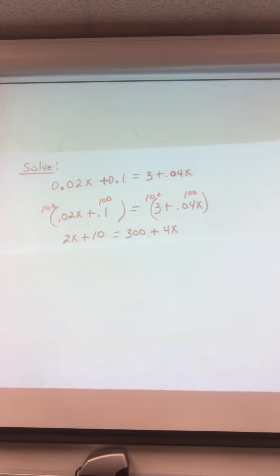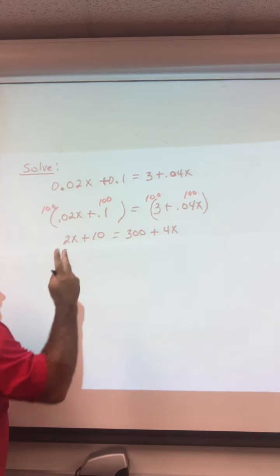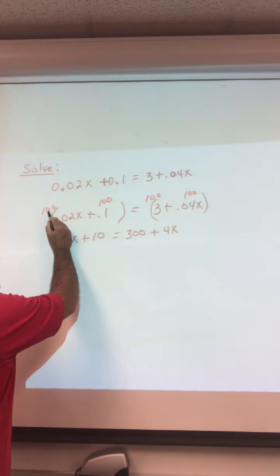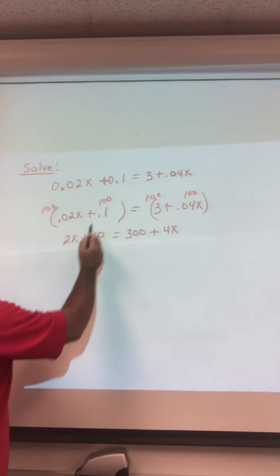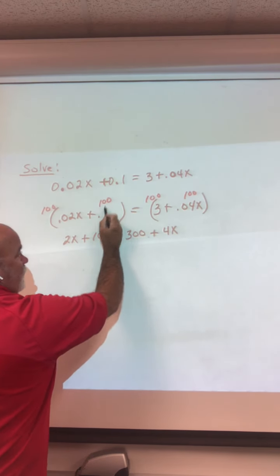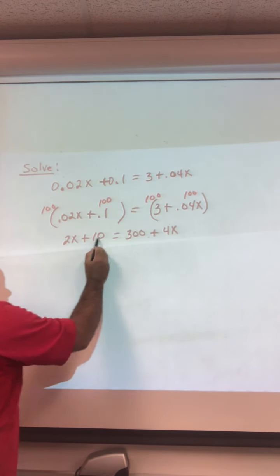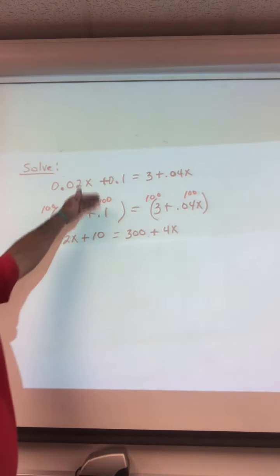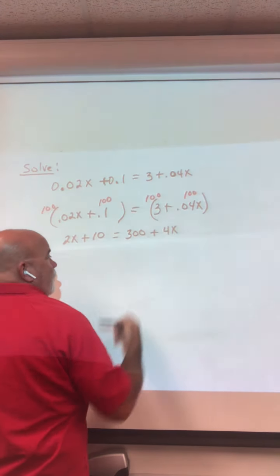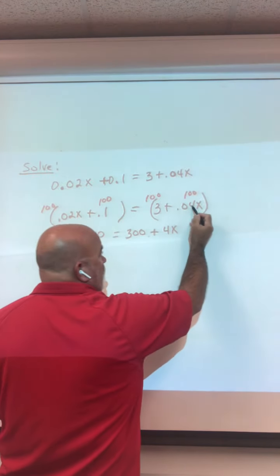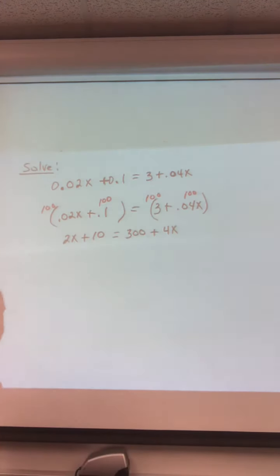But I'll remind you, whenever you multiply something by 100, it moves your decimal 2 places from where it's at. So it moves it 2 places. All right, so if you multiply by 100, it moves this 2 places. 1, but you have to move it 1 more place. That's why that's 10. Or just use your calculator. Now, 3 times 100, of course, is 300. And then 0.04 times 100 moves it 2 places and gives you 4x.